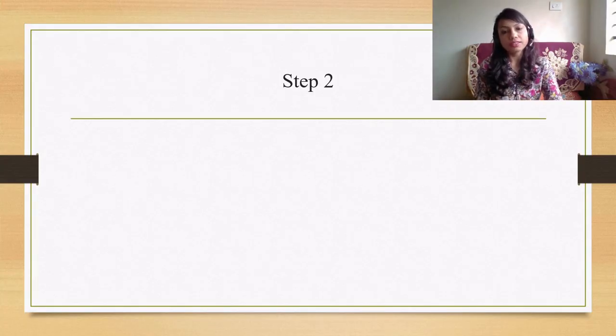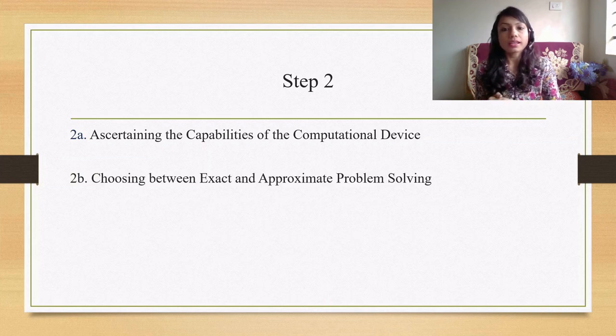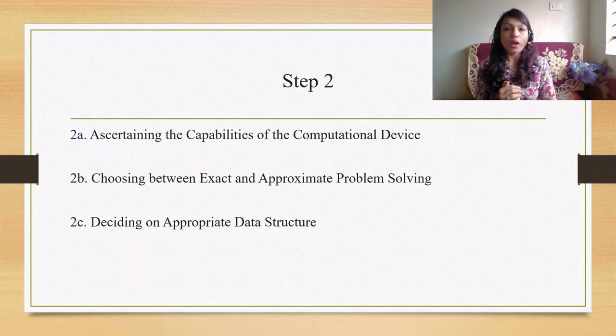Now coming to the next. So now we have step 2. There are 4 sub-steps in your step 2. First thing is, you have to ascertain the capability of your computational device. That is, the speed of the device, RAM and all. You have to make sure whether it suits your algorithm. Second thing you have to do is, you have to select whether you are solving the problem exactly or only approximately. Third thing is, you have to decide on an appropriate data structure.